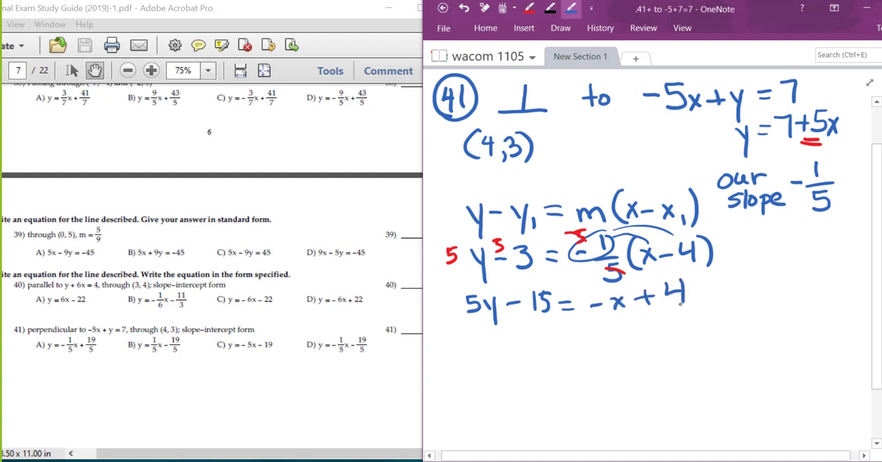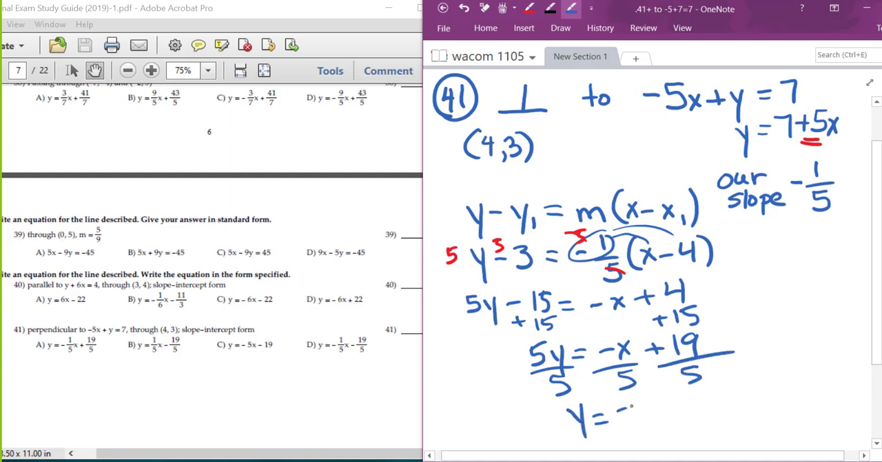Right, and let's see what they asked me for. Slope-intercept form, so I'm going to isolate the y. So add a 15. So 5y equals negative x plus 19. Divide by 5. So y equals negative 1/5 x, you can pull that away from the x, plus 19 over 5. So negative 1/5 x plus 19 over 5. It looks like choice A.